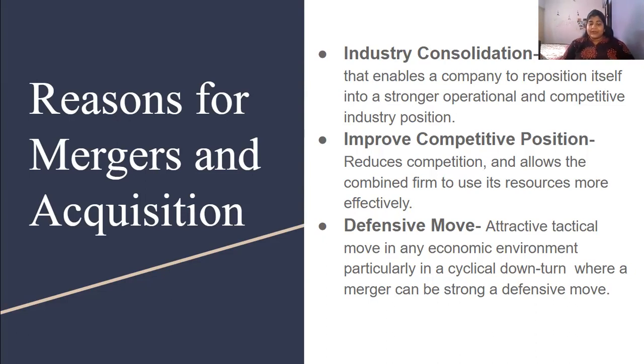That is industry consolidation. The second one is improve competitive position. So it reduces competition and allows the combined firm to use its resources more effectively. See, your company A would have had your resources, right? Your own farmers or your own human resources and other different resources. And company B would have its own other resources. When you acquire or merge with a company, the other company's resources become your resources as well. Even in merging as well as acquisition, this occurs. The other company's resources become your resources. It becomes your advantage.